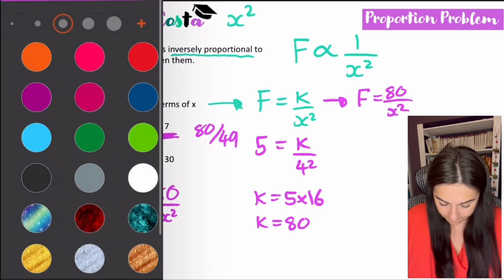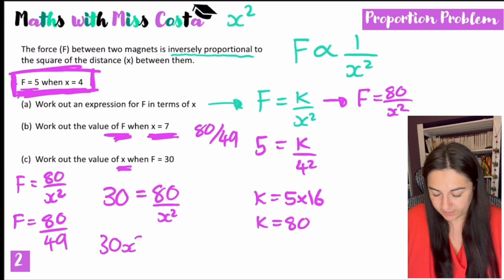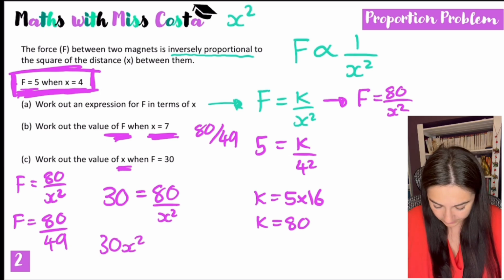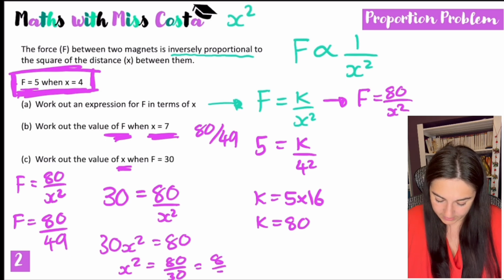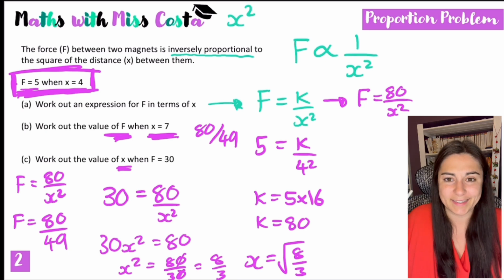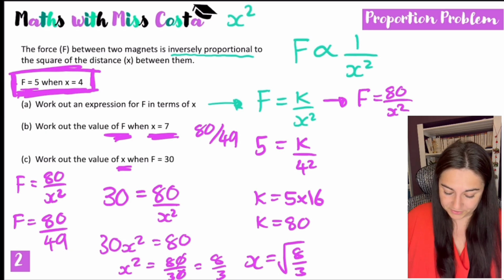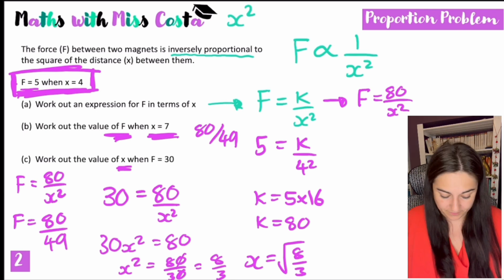So 30 x squared equals 80. Then what could you do? Divide by 30, so 80 over 30 would become 8 over 3, because you divide by 10, and then we need to square root it, so x is the square root of 8 over 3. If any of this isn't making sense, it's rearranging formulae that you want to revise. Otherwise it's just substituting, and the first part is just inverse proportion.